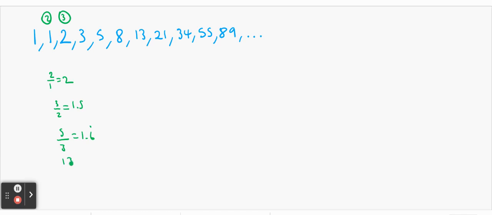If I take the 13 and divide it by 8, excuse me, I'm going to use a calculator. 1.625. I feel like I should have gotten that. If I then take, let's go for a bigger one, 55 divided by 34, that's 1.6176 roughly, 1.6176 dot dot dot. And then if I take 89 and divide it by 55, that's 1.618 dot dot dot. So we can see that it's getting closer to some kind of number.